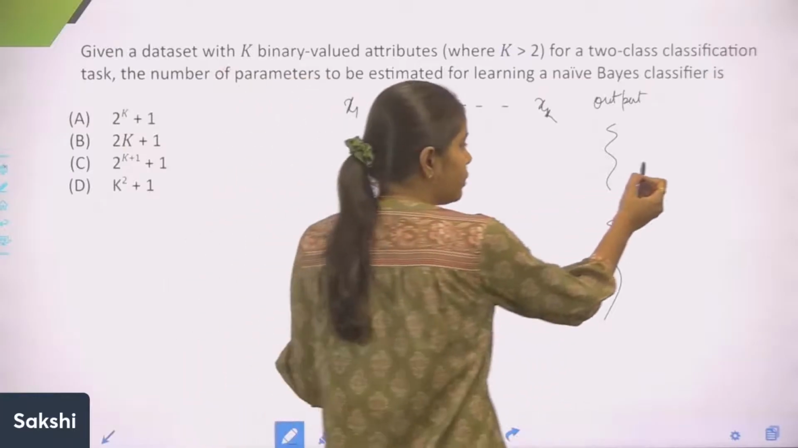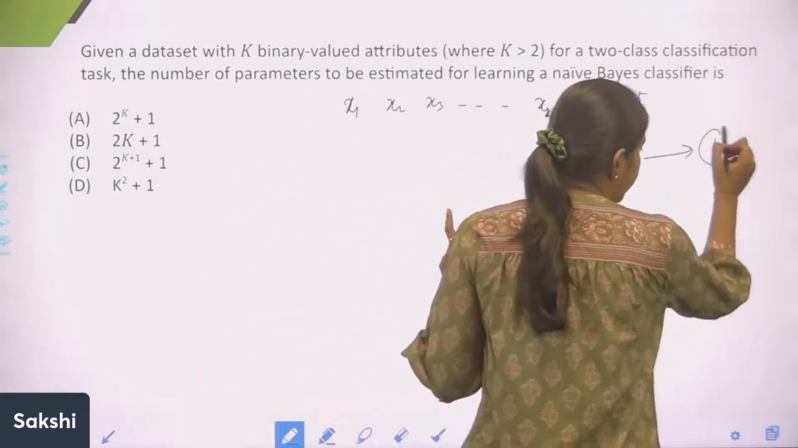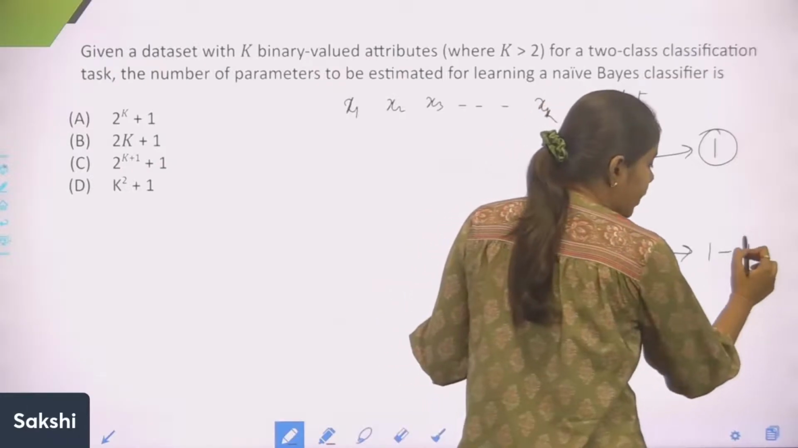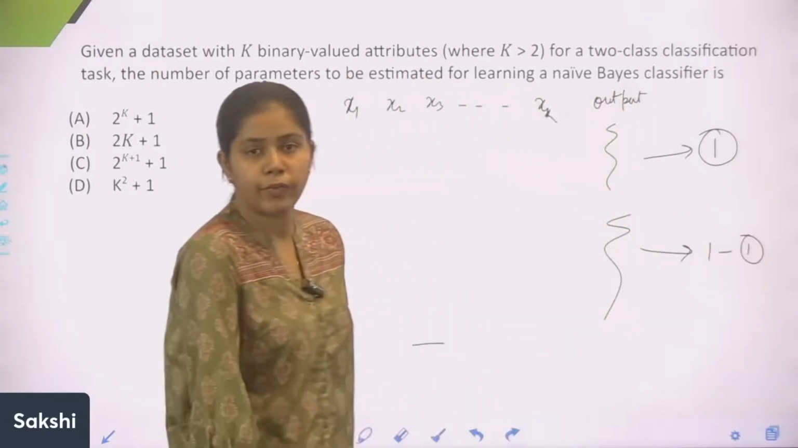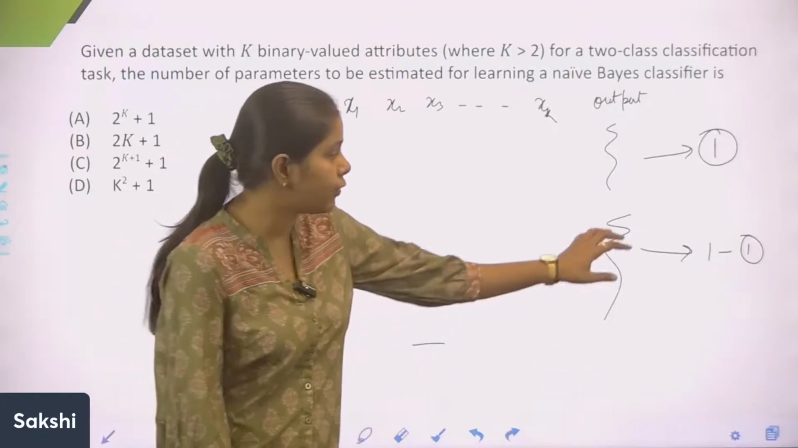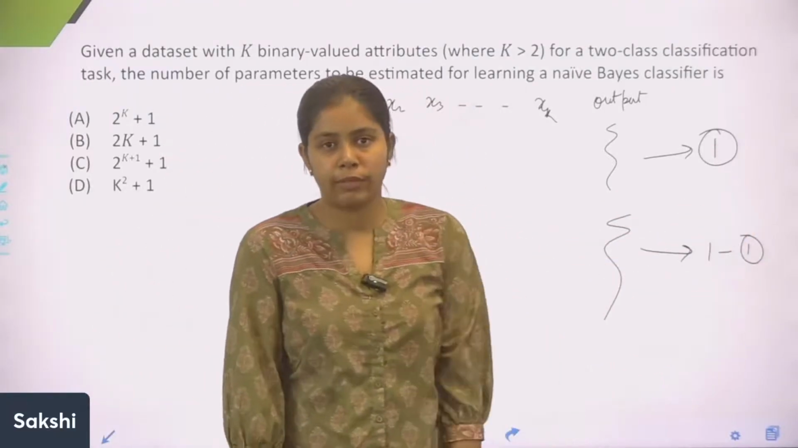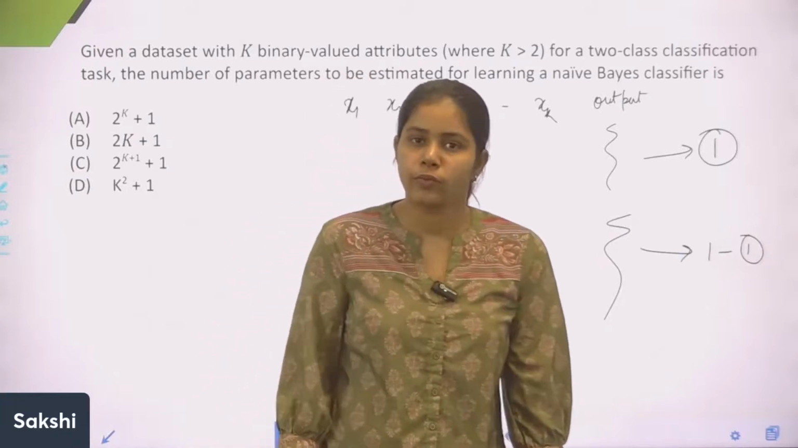If I find out the probability of one class, then the probability of the second class I can find out by subtracting the probability of the first class from one. So that means here I have to find out only one probability.